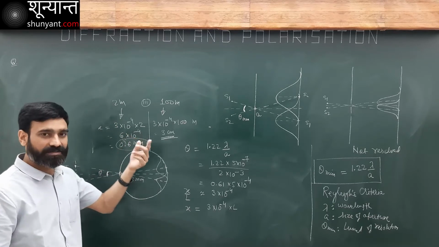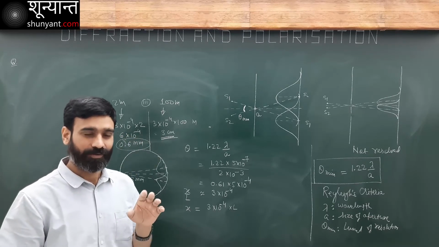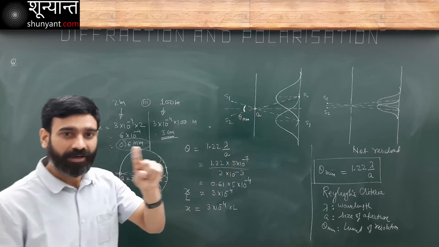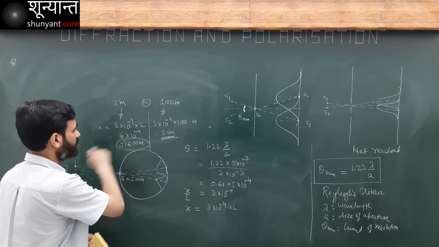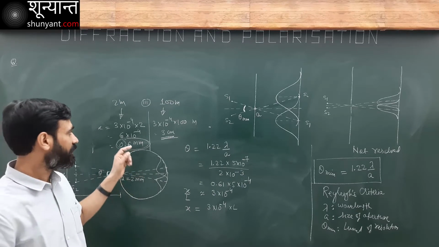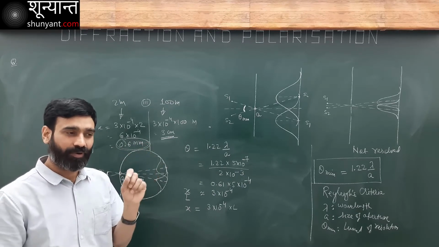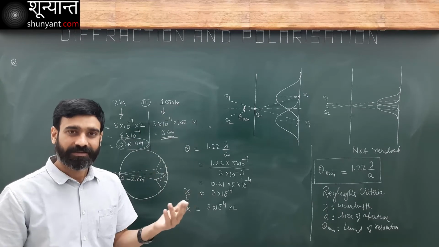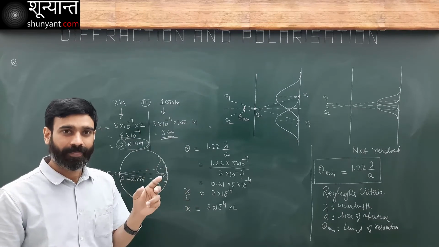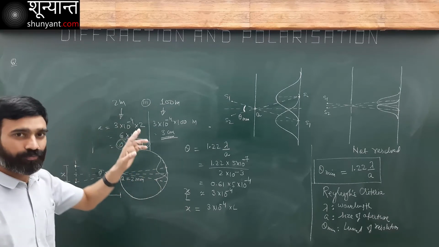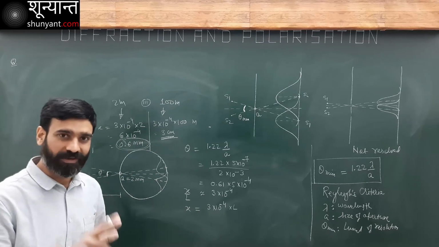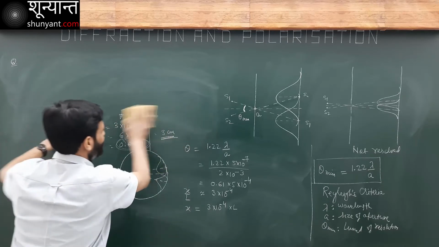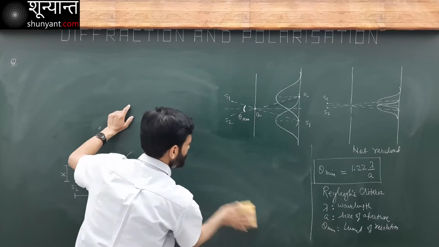If the separation between two points becomes 1 millimeter instead of 0.6 mm, then from approximately what distance will I be able to resolve them? It will be almost double of this. It will be 4 meter. Okay. Now let's do one problem. You will be able to appreciate this.